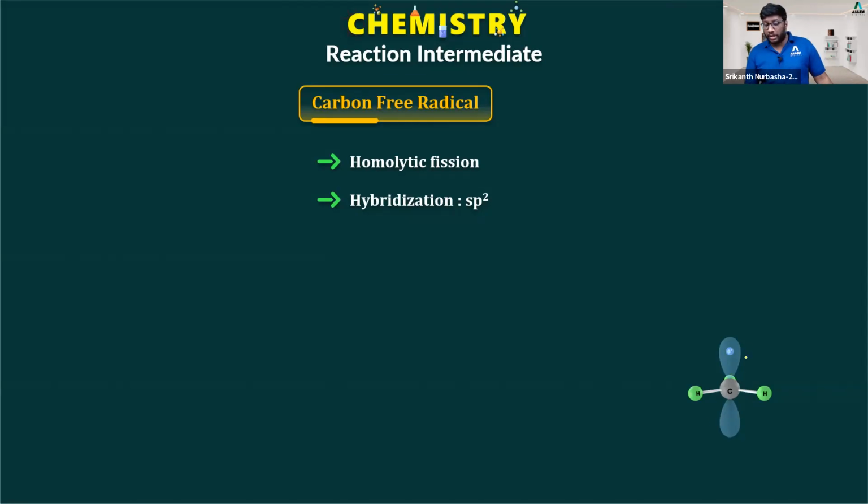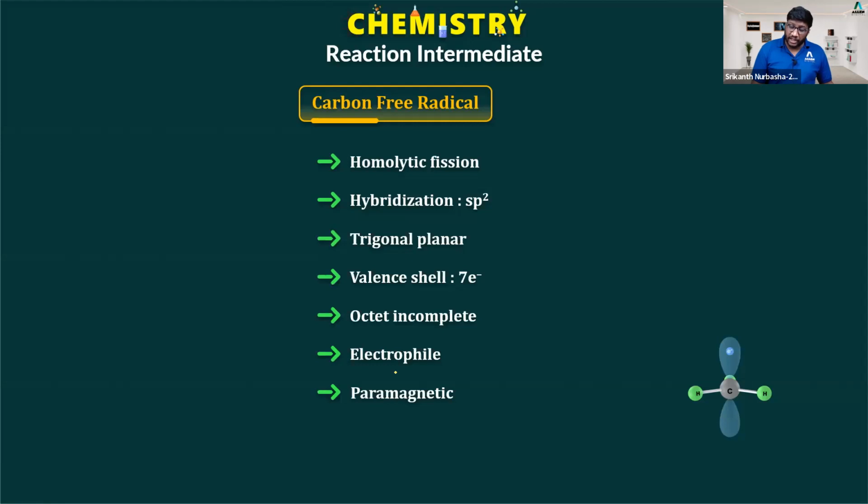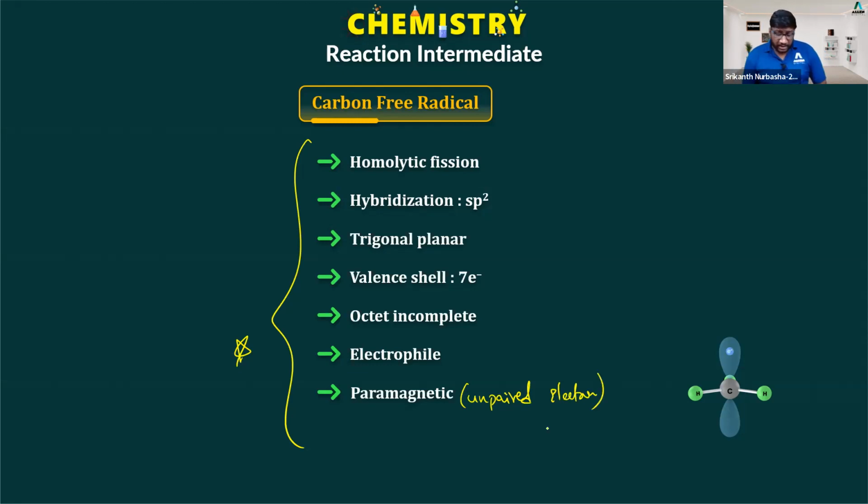So for CH3 dot, the odd electron will not be involved in hybridization. So sp2 hybridization, trigonal planar again. Valence shell 7 electrons, octet incomplete, so it also has a tendency to accept an electron. So electrophile. It is paramagnetic in nature because of the presence of an unpaired electron. Everything is going to be clear with respect to carbon free radical also.